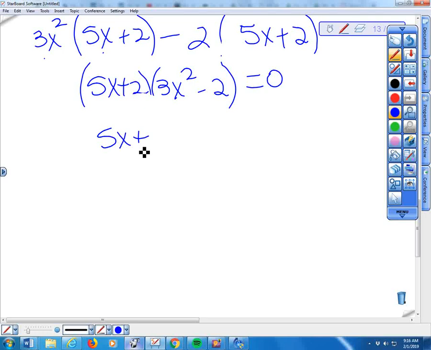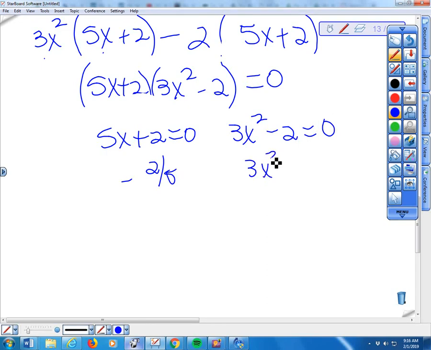5x plus 2 equals 0, or 3x squared minus 2 equals 0. So I've got negative 2/5 as one zero. Over here I have 3x squared equals 2, x squared equals 2/3, x equals plus or minus the square root of 2/3, which is going to be a decimal. But I have 1, 2, 3 zeros. So now I know where this graph crosses the x-axis. This is why we are learning these factoring techniques, so that we can solve polynomial functions and graph them.